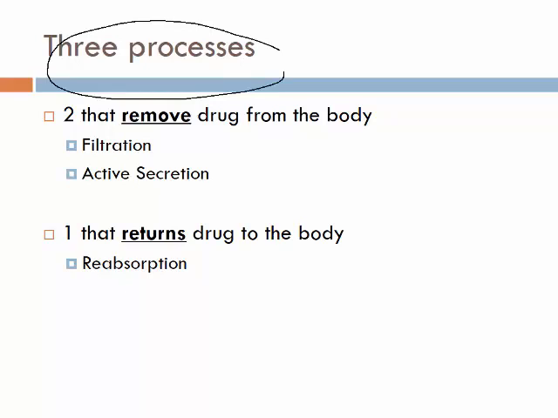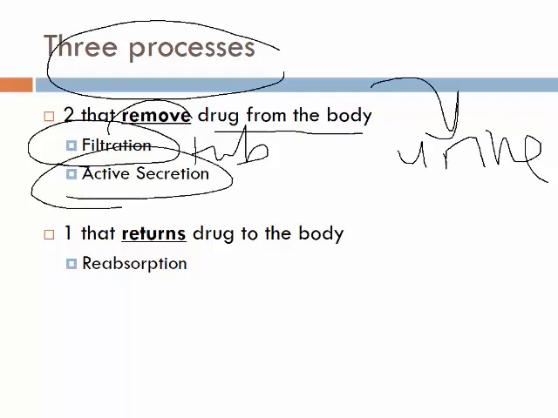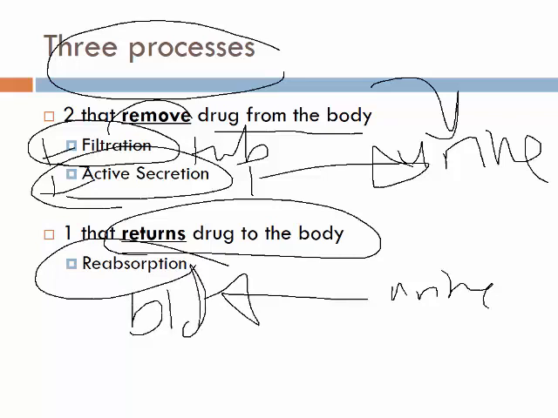There's three processes altogether. There's two that remove drug from the body, so it's going out in the urine. Filtration will add drug to the tubule, and active secretion adds drug to the tubule, to go out in the urine. And then one that returns drug to the body, which is reabsorption. Reabsorption is coming from the urine back into the blood, isn't it? So we have three processes, two that are adding and one that is subtracting from the urine.